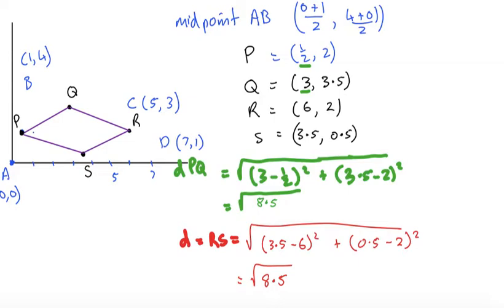So I write down very clearly what I'm doing at each step. I'm doing the gradient of PQ, which is y2 minus y1, over x2 minus x1, so 3 minus a half. Work out what that is.